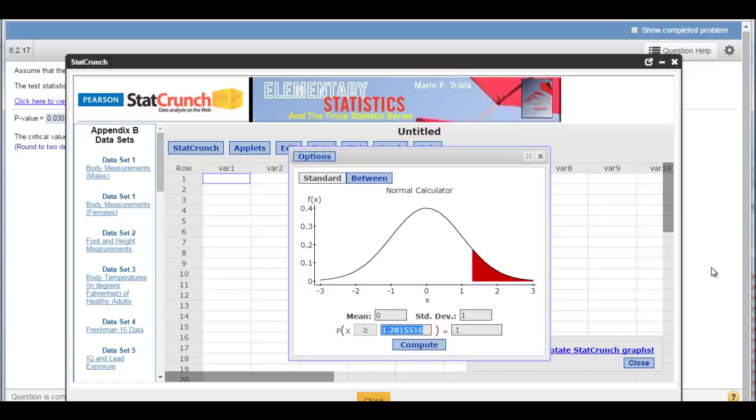So that will be the critical value because alpha, 0.1, is this area up here in the upper part of the tail. Remember that alpha and the z critical value go together.